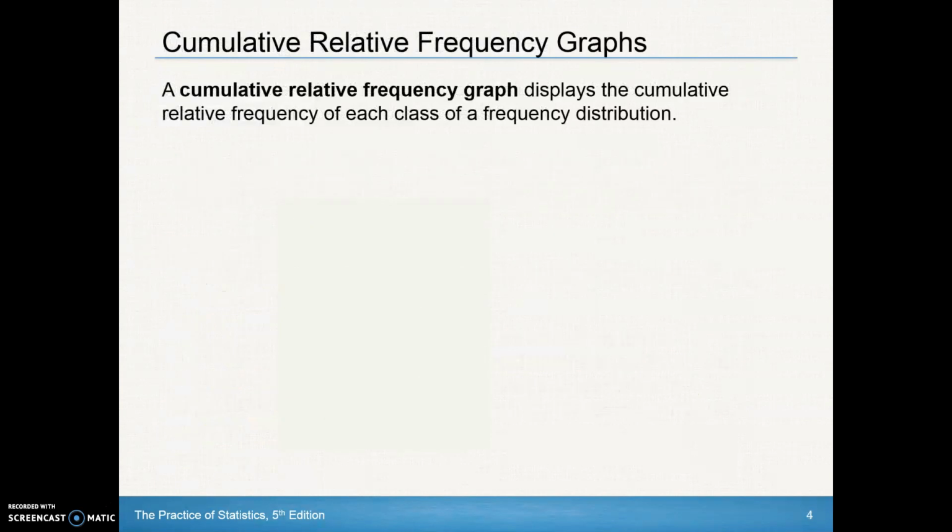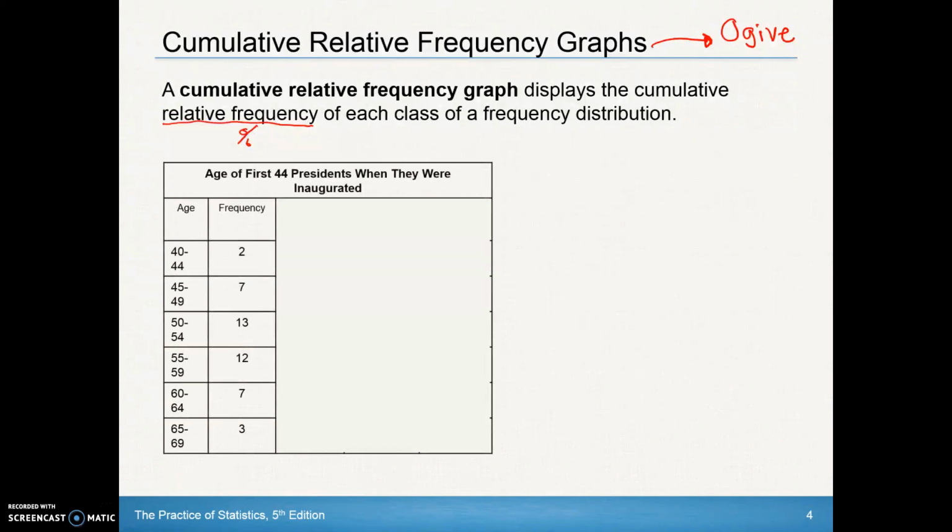All right. We then look at a cumulative relative frequency graph. And again, as I mentioned earlier, those are called ogives. It displays the cumulative relative frequency. Now we remember from earlier, relative frequency just simply means percent of each class of a frequency distribution. So here we've got the age of the first 44 presidents when they were inaugurated. It does not include the 45th president, as this book was published before that election was determined.